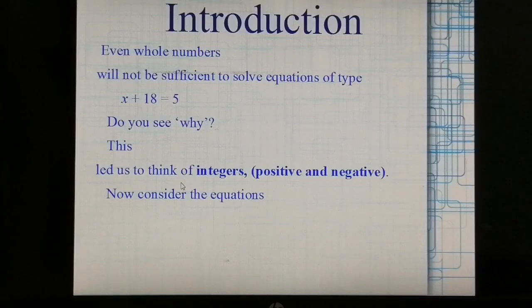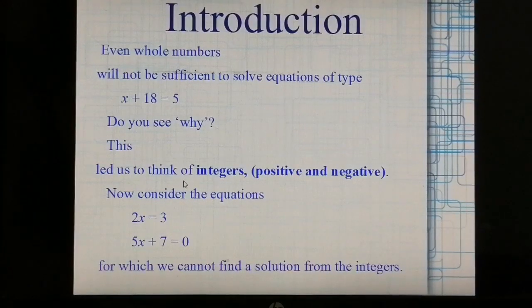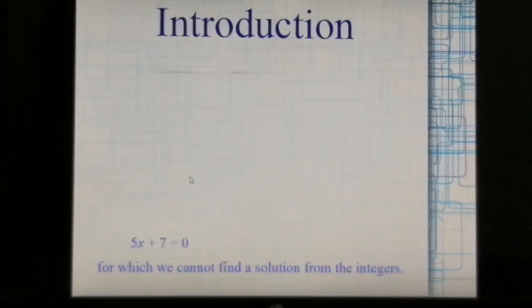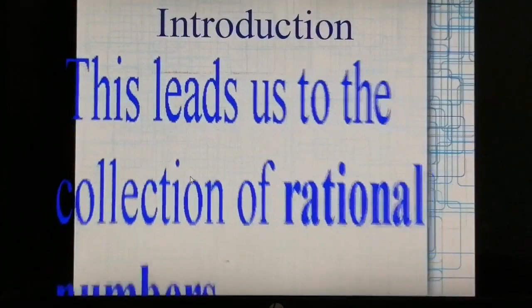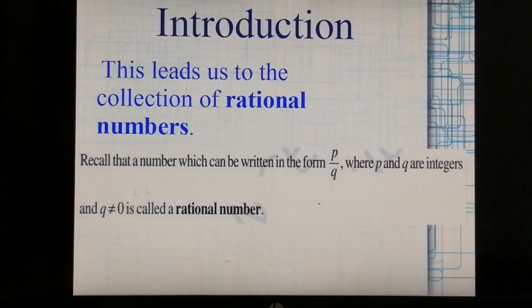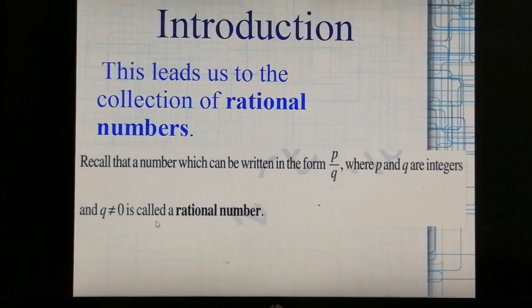Now consider the equations 2x is equal to 3 and 5x is equal to 7, for which we cannot find a solution from integers. So we again need to expand our number system, and this leads us to the collection of rational numbers. Recall that a number which can be written in the form p over q, where p and q are integers and q is not equal to 0, is called a rational number.